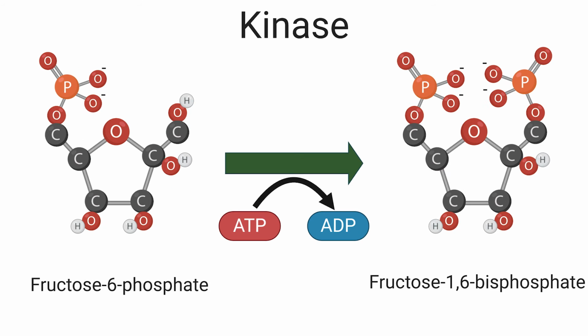The third reaction is another kinase reaction. ATP donates a phosphate group again, and we have fructose 1,6-bisphosphate. Bis just means 2. So far, we have put 2 molecules of ATP into this process. So we haven't seen any benefit yet.